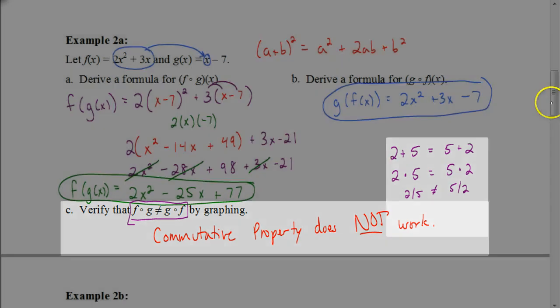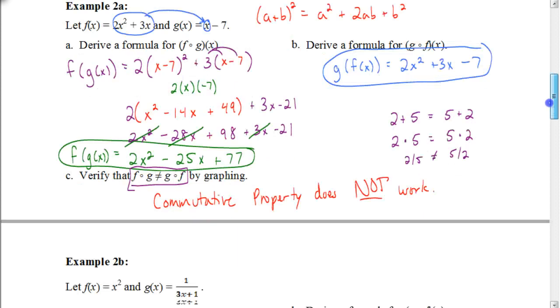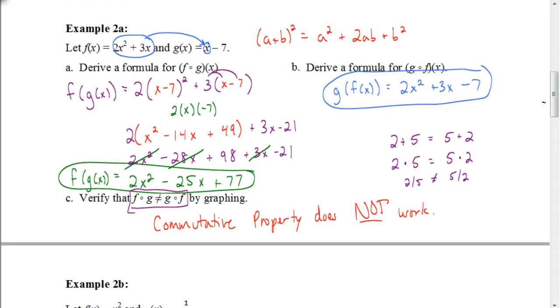We saw that here with our equations, and we saw that up here when we put -2 inside of our equations, we got 135 and -5. So the commutative property does not work when we're dealing with composition of functions.